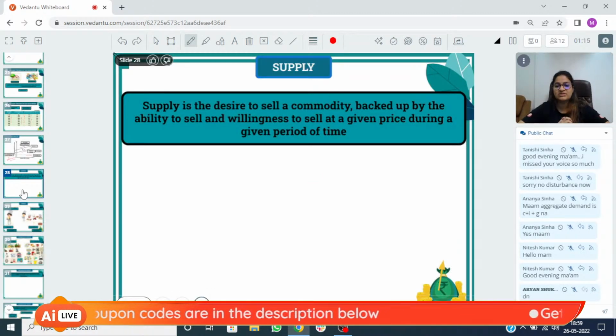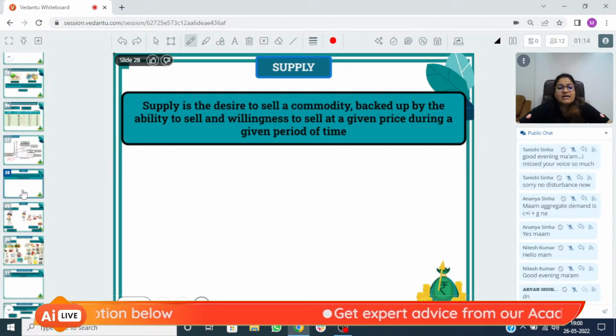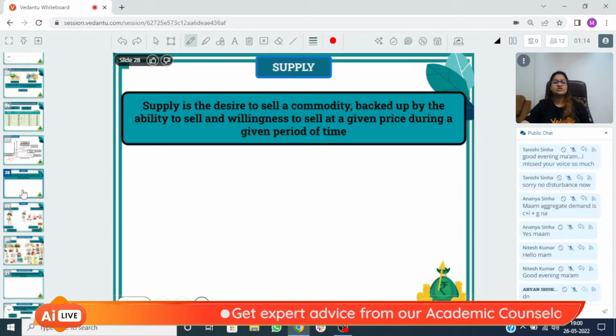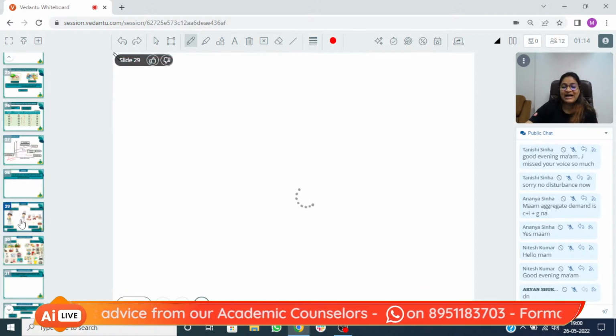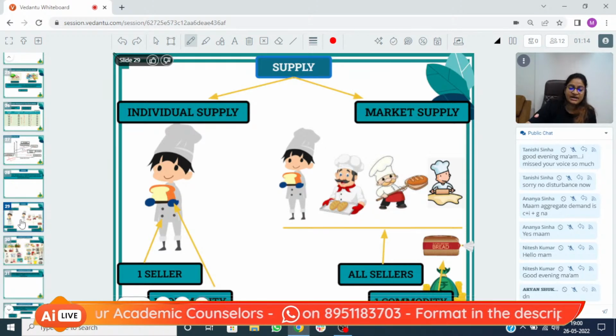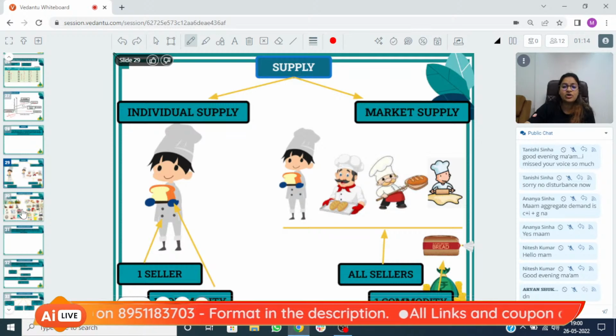Now let's talk about supply. What is supply? Supply is the desire to sell a commodity, backed up by the ability and willingness to sell at a given price during a given period of time. We have two types of supply, individual and market. Both individual and market supply are microeconomic concepts.